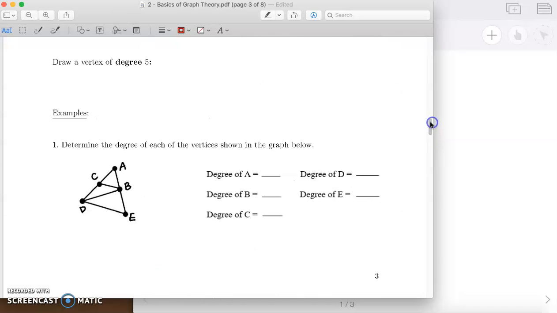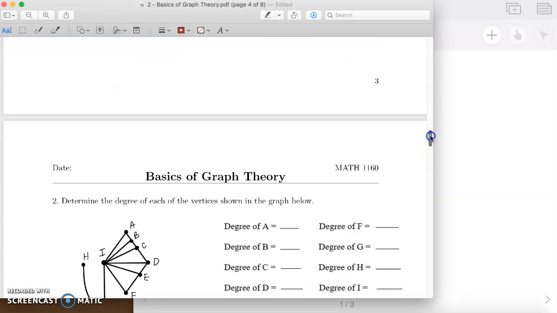Like an example, let's just look real quick. Here we have A. The degree of A is 2 because there's two edges coming off of that vertex. The degree of B is 1, 2, 3, 4. The degree of C is 1, 2, 3. Again, we'll go through some more examples of that later, but that one's pretty straightforward.